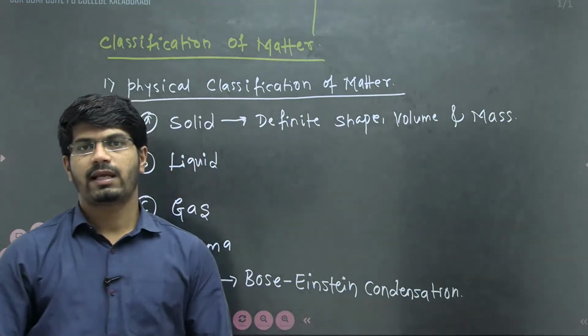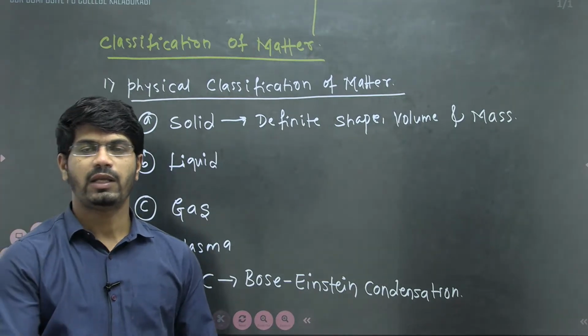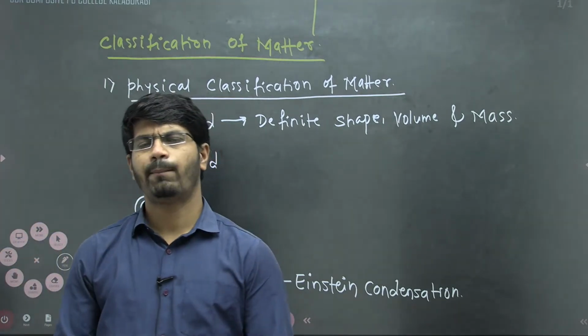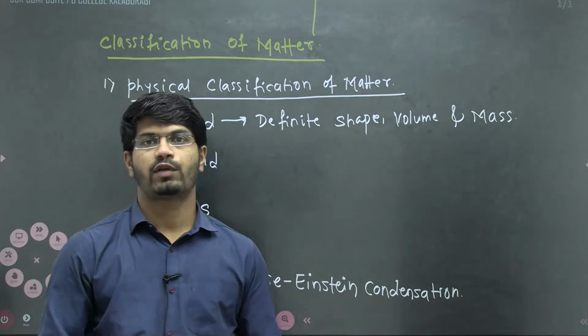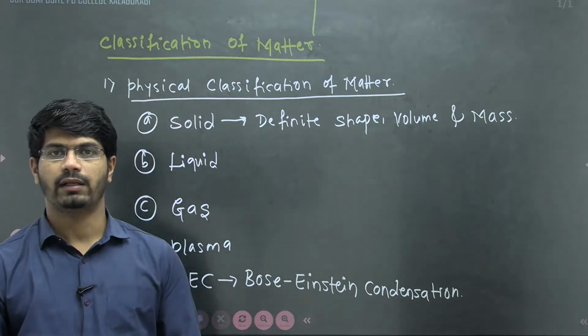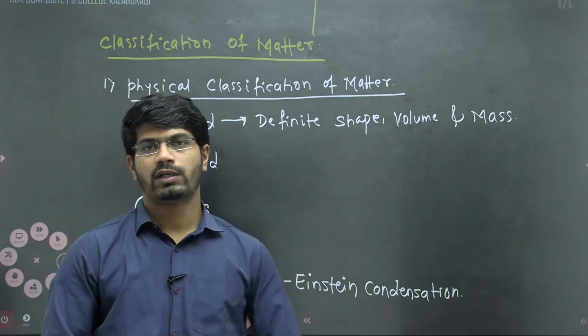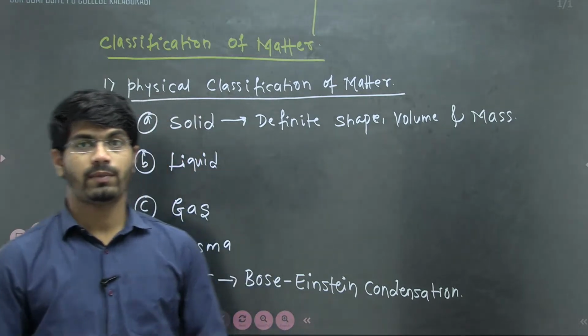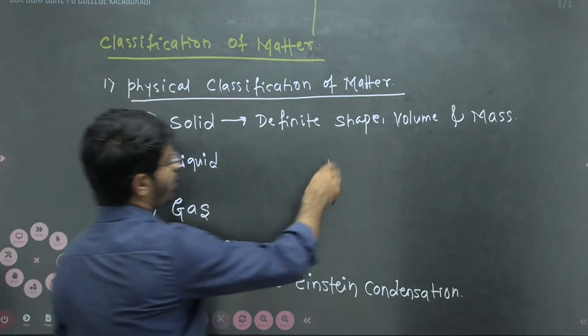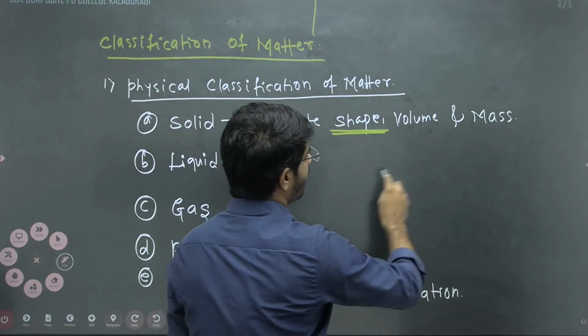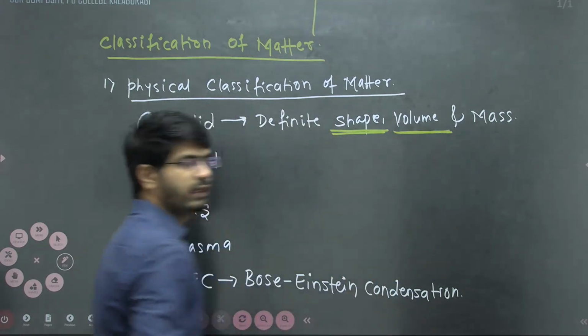So many examples are there for solid. If I take any wood, pen, pencil, paper, in terms of chemistry, copper, silver, iron, all these are examples of solids, correct? And we must remember that the solids have definite shape and definite volume.